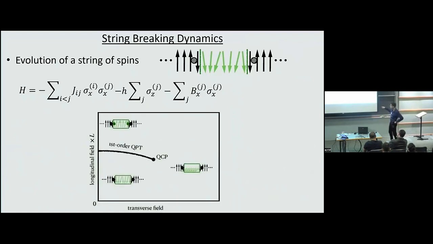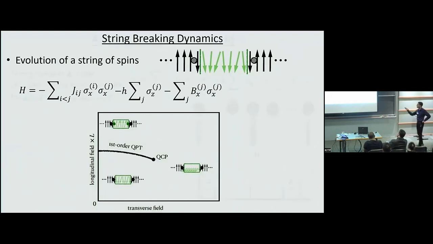And if we look at a diagram that shows the transverse field and the longitudinal field, then this system has a first-order phase transition where the string breaks as we increase this longitudinal field, and of course it melts as we increase the transverse field.